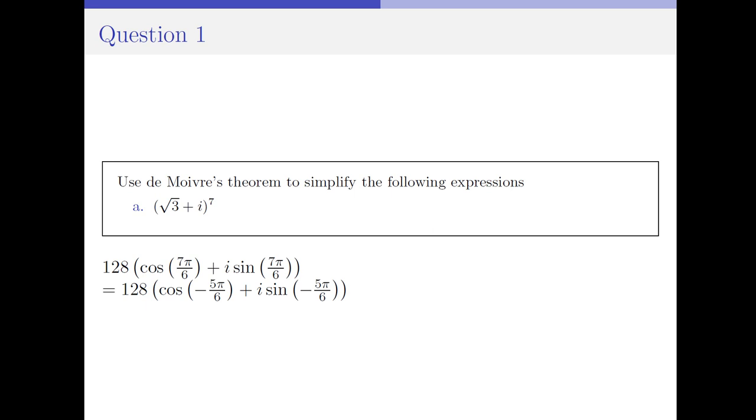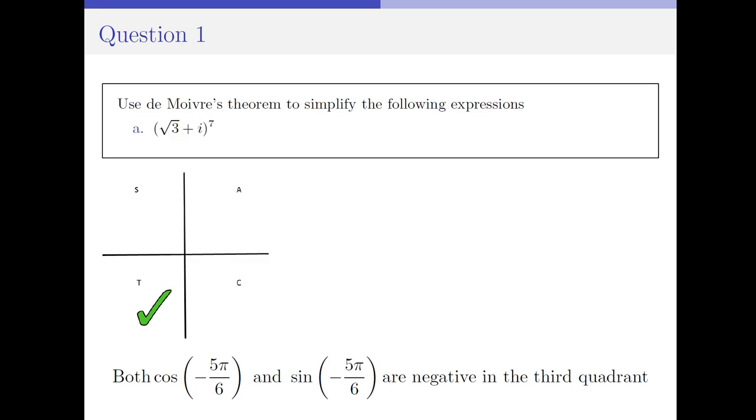We need to make use of our CAST diagram, this all sine tan cos, or the Sex and the City diagram. So what we have here is I've drawn the diagram SATC. A means all, S is sine, T is tan, and C is cosine. If I start at my horizontal line and go round 5 pi by 6, I end up in the third quadrant. Now the third quadrant, where the green tick is, has a T in it. That means that only the tangent of the angle is positive in that quadrant.